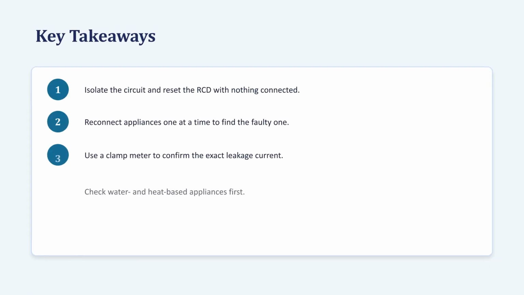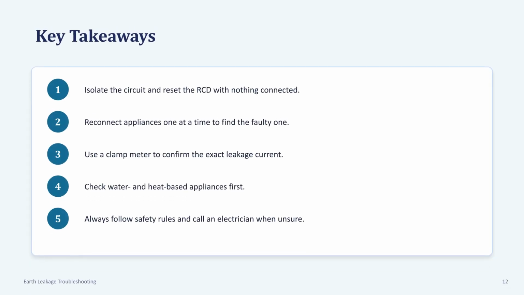To wrap up, isolate the circuit, test appliances one by one, use a clamp meter for confirmation, and start with high-risk items. Follow safety rules at all times.